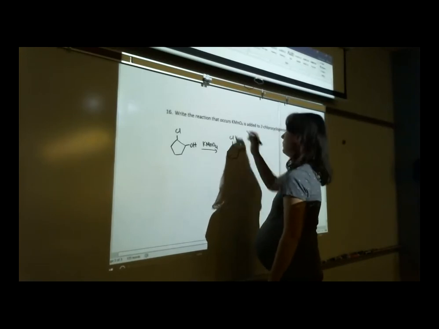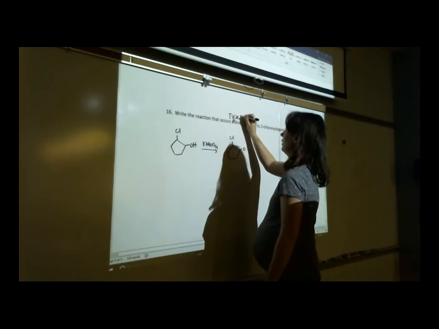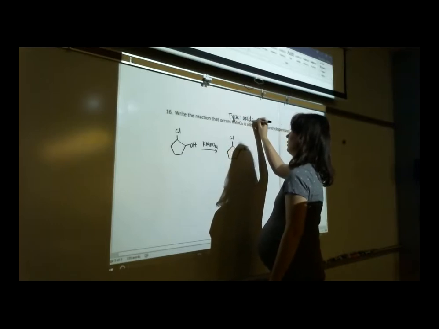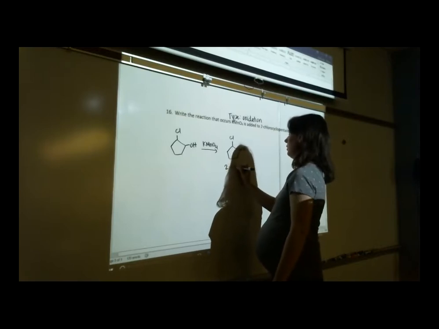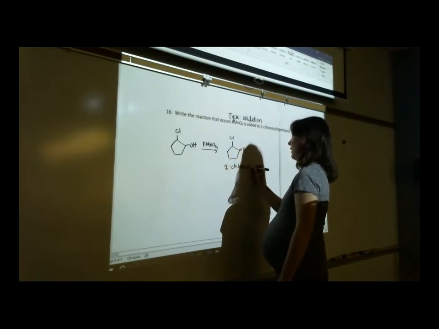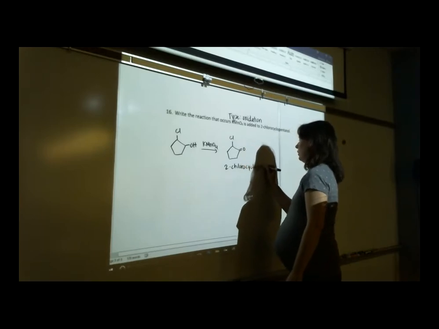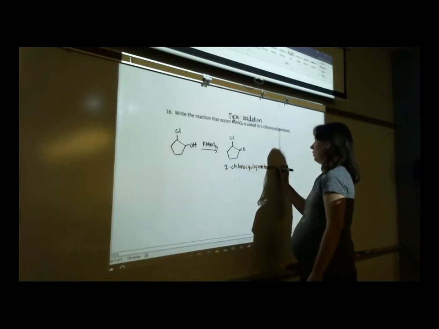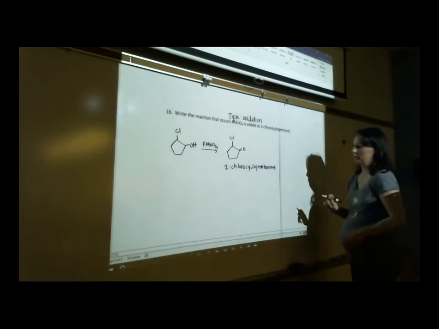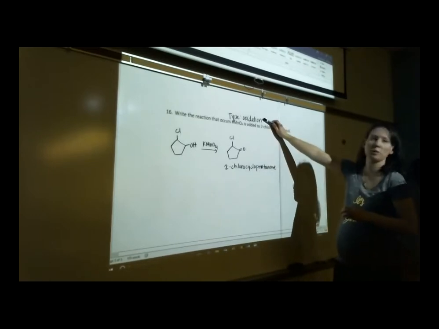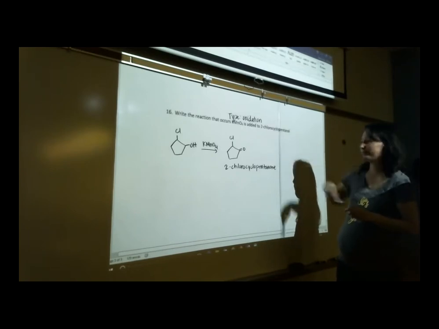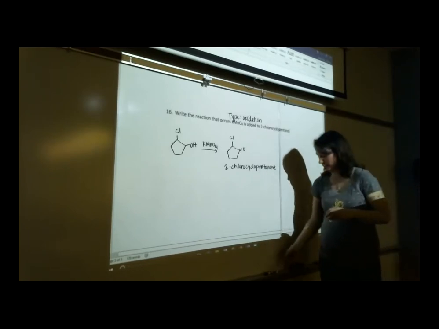All right, so the type here is oxidation. And this would be 2-chlorocyclopentanone. We haven't named ketones yet, but preview of things to come. Right now, all you'd be responsible for is knowing that it's oxidation. We'll do naming ketones really soon.